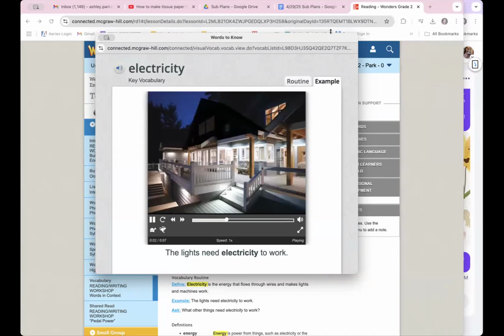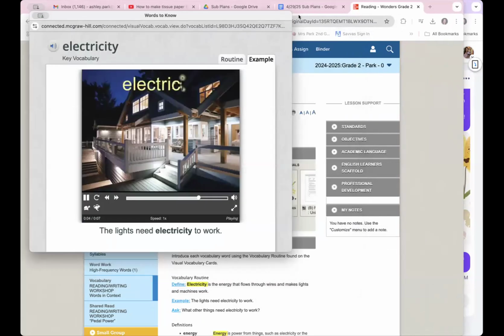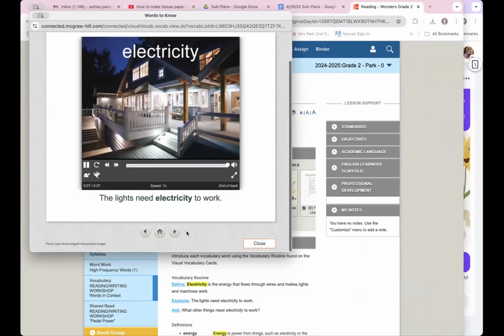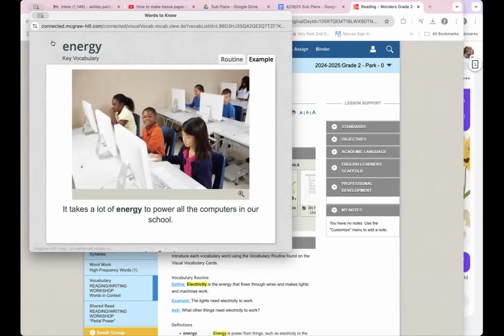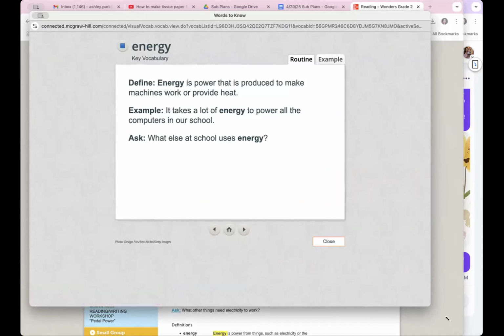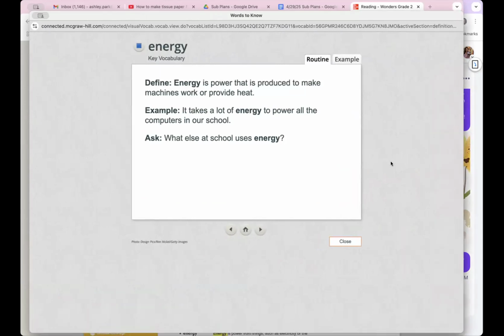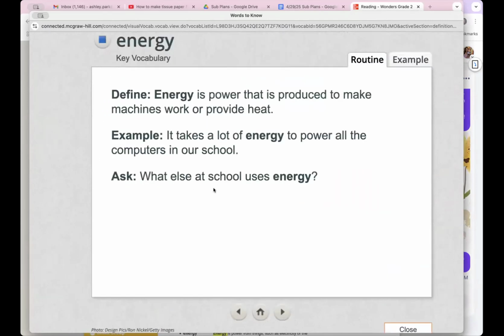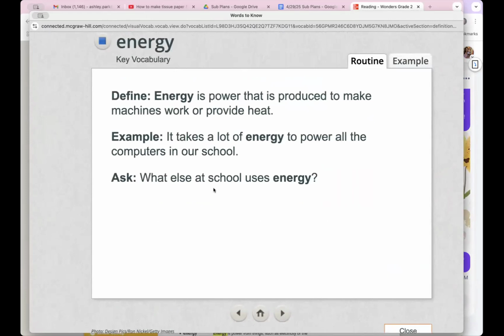Electricity. Electricity is the energy that flows through wires and makes lights and machines work. Energy. Energy is power that is produced to make machines work or provide heat. It takes a lot of energy to power all the computers in our school. What else at school uses energy?